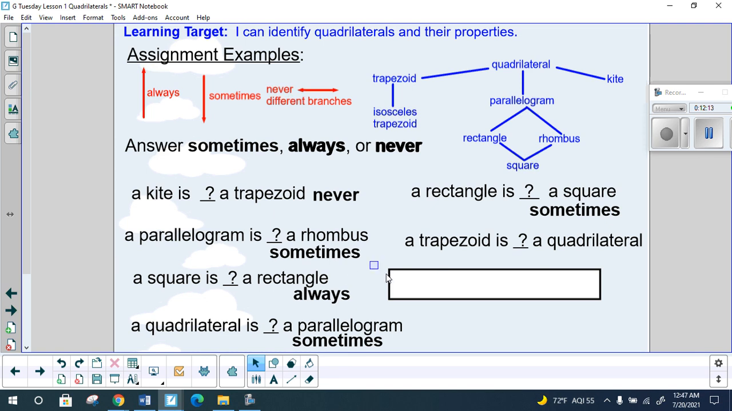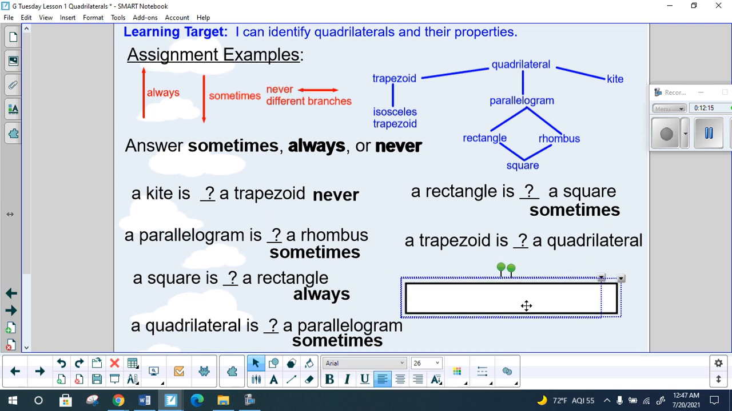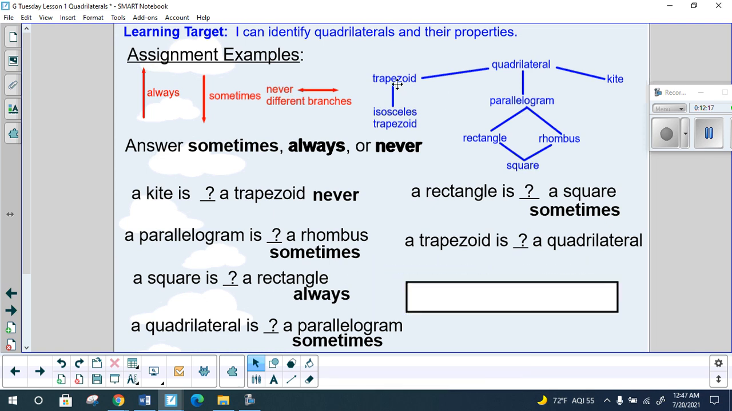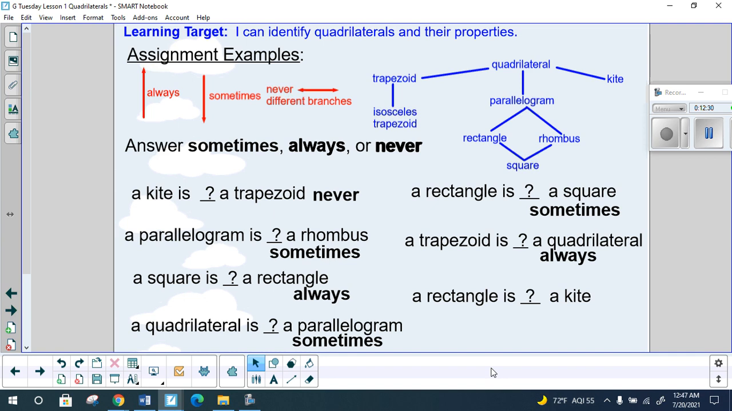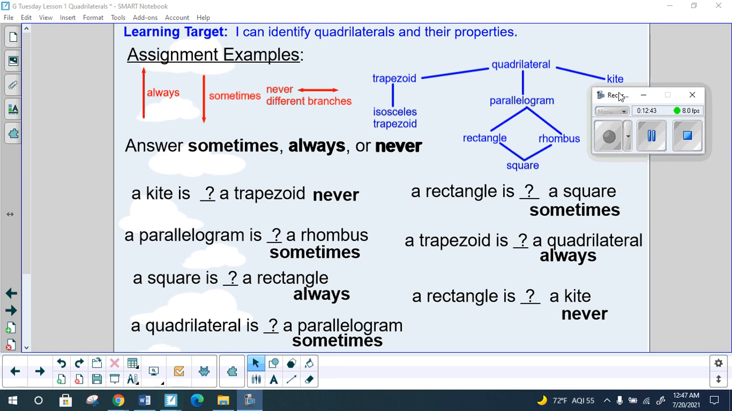A trapezoid is sometimes, always, never a quadrilateral. A trapezoid, to go up to the quadrilateral, it's going up, so it's always. Then we have a rectangle is sometimes, always, or never a kite. A rectangle, I can't get over there. It's never going to be a kite. Never going to be able to get over there.